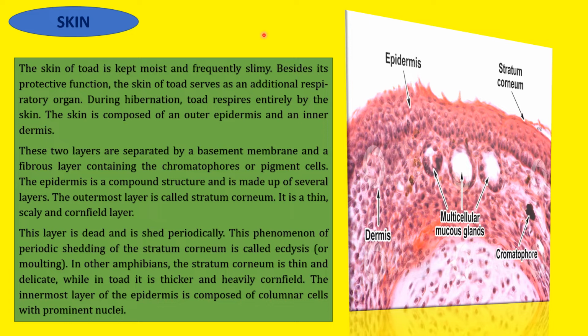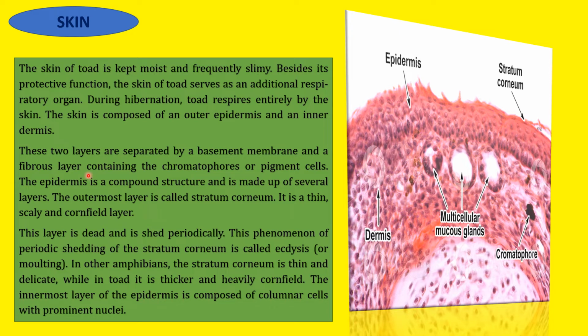The skin is composed of an outer epidermis and an inner dermis. You can see in the diagram, this is the outer epidermis, the dark purple layer, and an inner dermis. This is the dermis layer already labeled in the diagram. So this is epidermis layer and this is dermis layer, outer epidermis and inner dermis. These two layers are separated by a basement membrane and a fibrous layer.